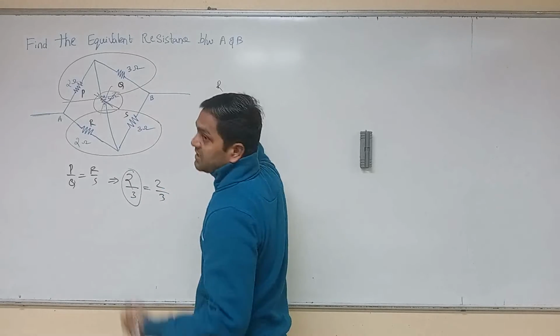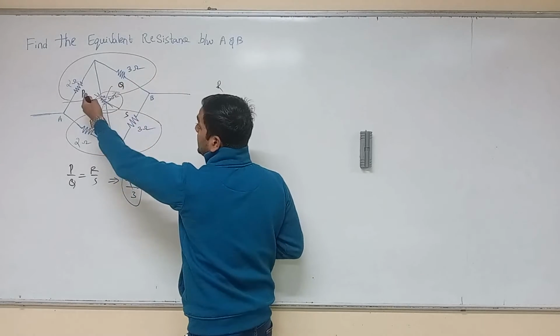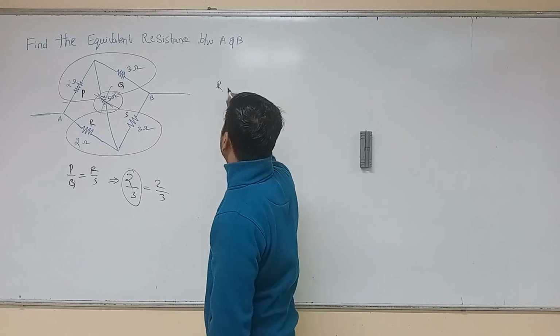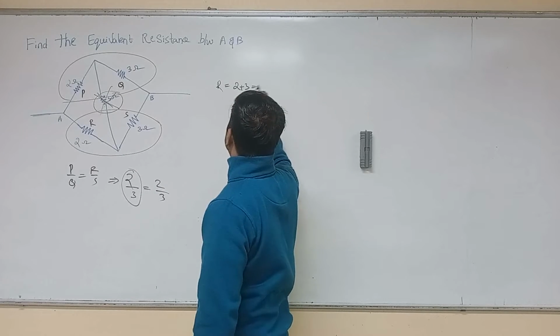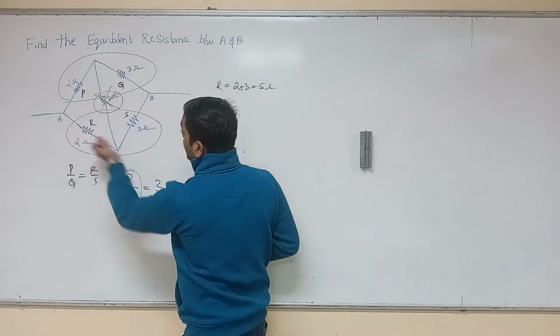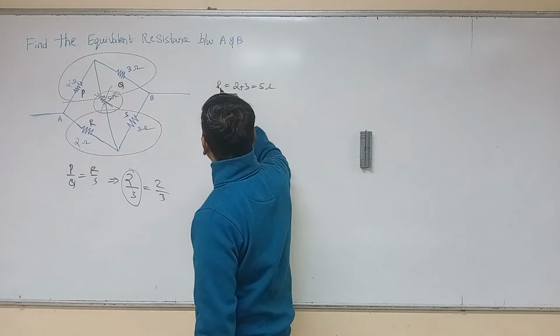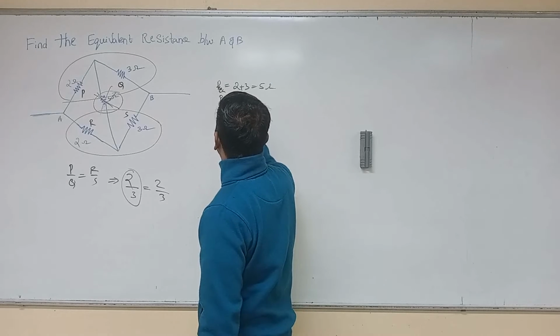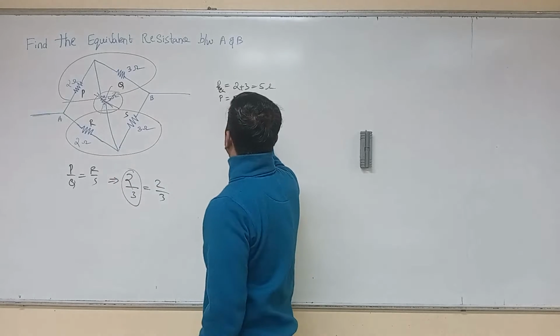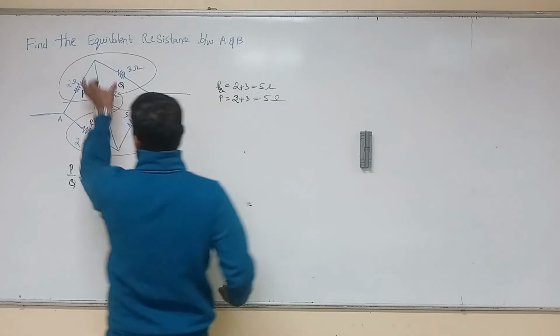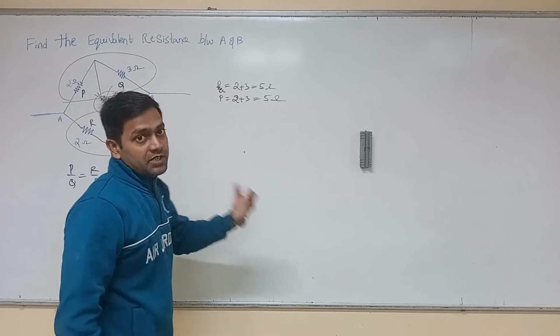The equivalent resistance in series is R1 plus R2, so that means P plus Q. Here we have 2 and here we have 3, so 2 plus 3 is equal to 5 ohms. And here also we have the same series, so the equivalent resistance is also 2 plus 3, that is 5 ohms. So this is a 5 ohm resistance and this is also a 5 ohm resistance.